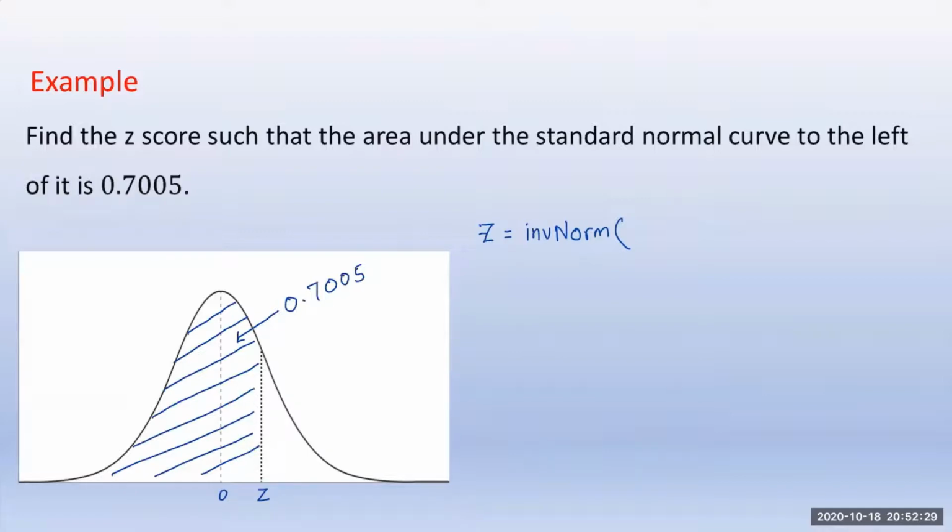So area to the left of the z-score is already given, that is 0.7005, mean is 0, standard deviation is 1. So we can type this information in our TI-84 calculator to get this z value. Note that in the middle we have z equal to 0. That means this value of z must be a positive value.